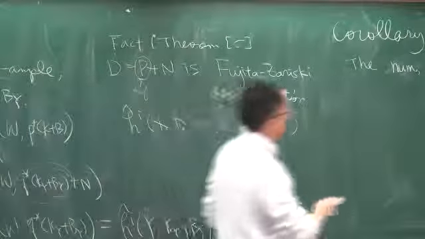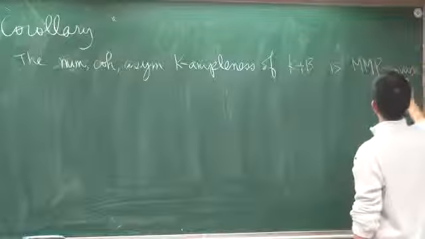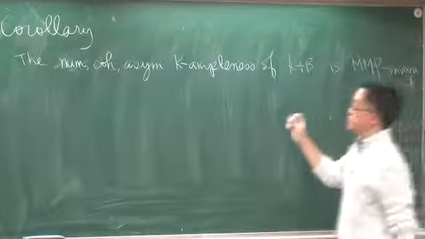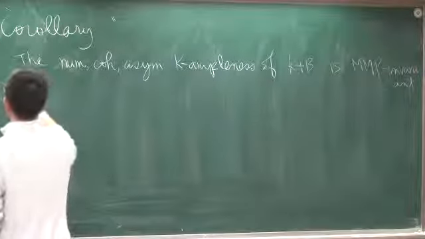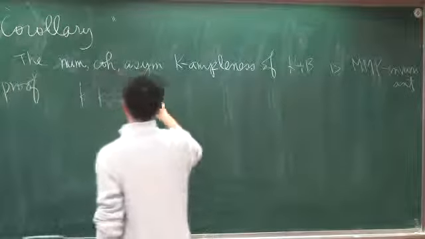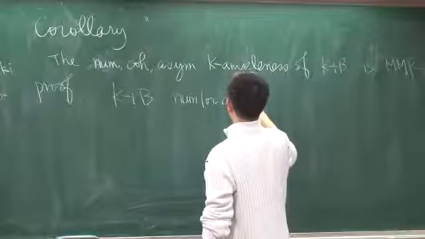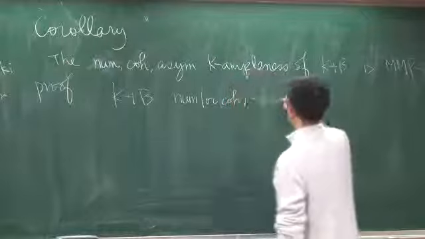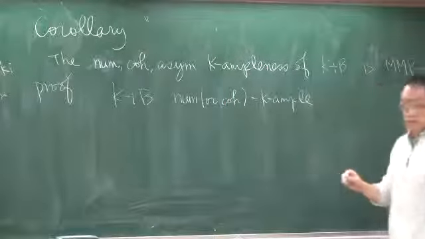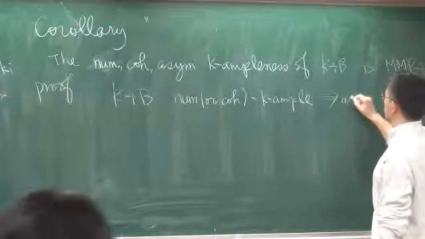Okay. Emptiness is MMP invariant. And the proof is also easy, because let's say K plus B is numerically or cohomologically K-empty. Then this implies asymptotically K-empty.